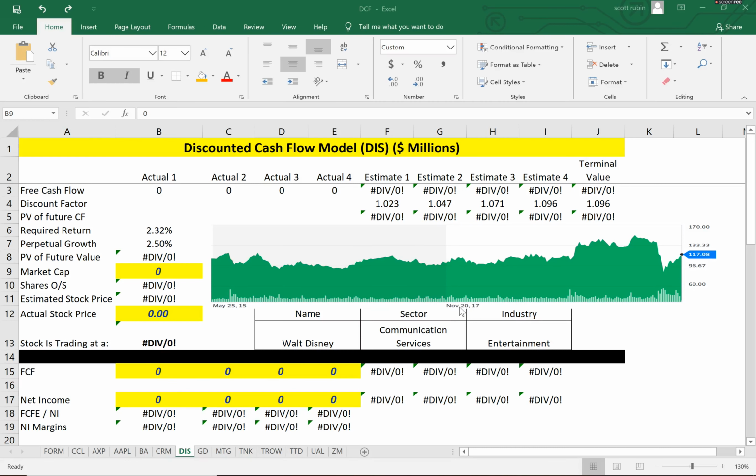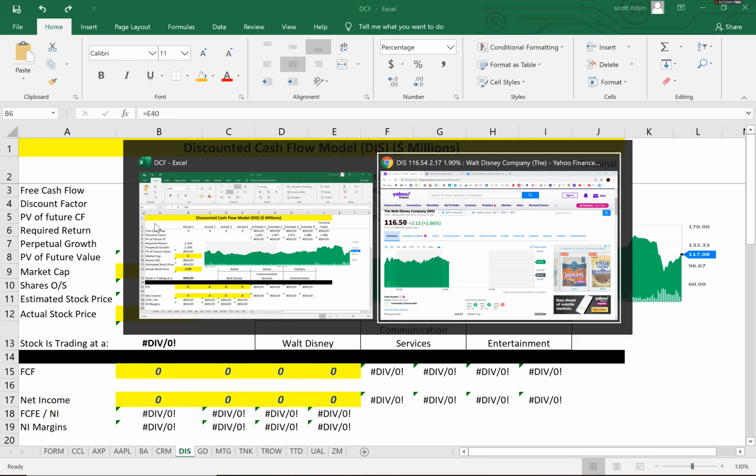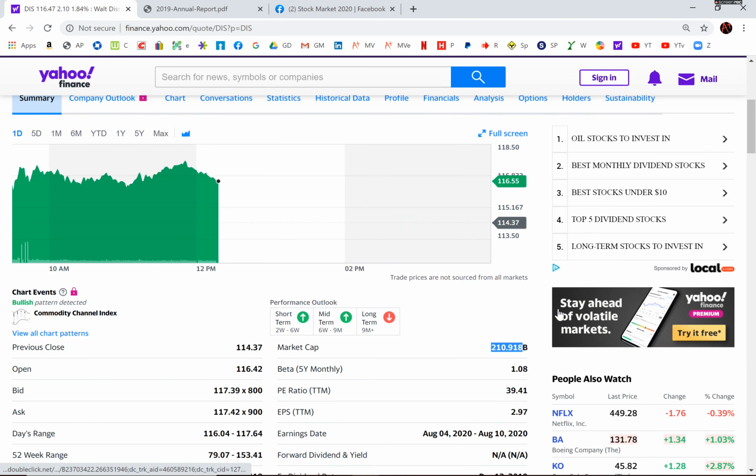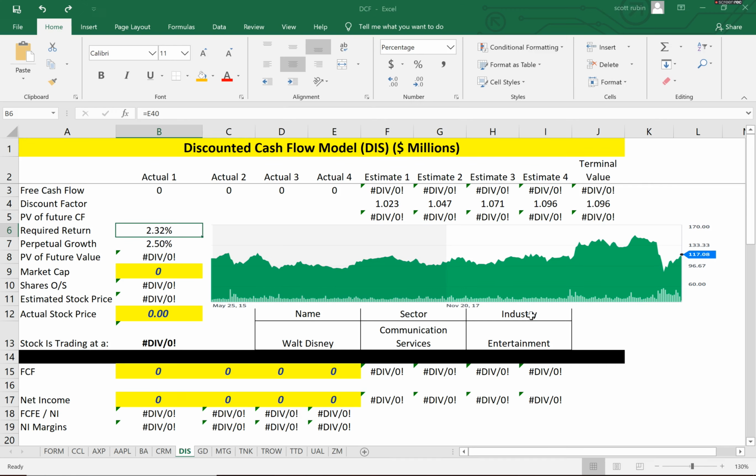So let's do a discounted cash flow on Disney. Now, when a big investor wants to invest money in a company, or even small investors like us, they usually run a discounted cash flow model to see if the company has enough free cash flow to sustain the business and grow it. So the first step, let's figure out the market cap of Disney.